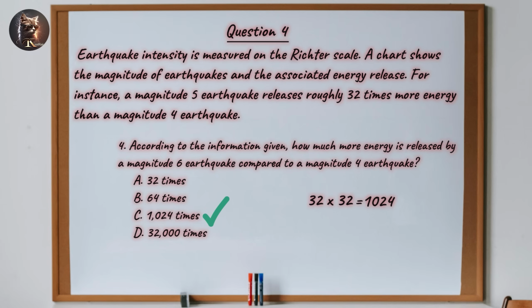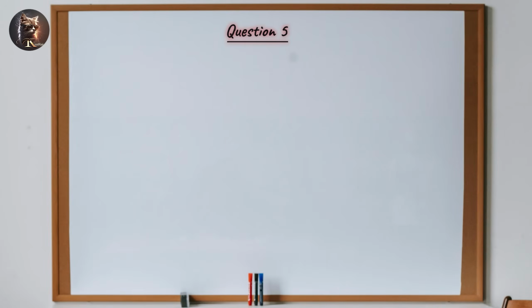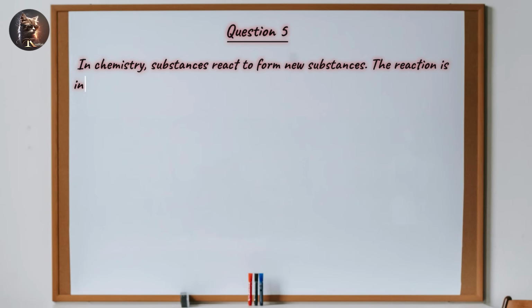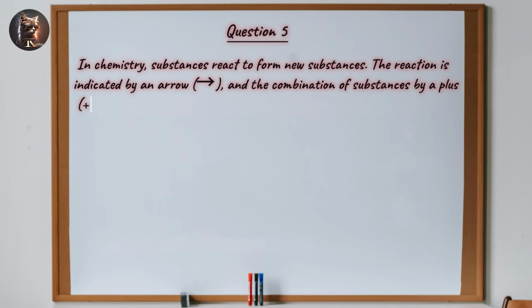All right, let's talk chemistry. But don't worry, we'll keep it simple. Passage 5 says that in chemistry, substances react to form new substances. The reaction is indicated by an arrow, and the combination of substances by a plus sign. Have you already written down the question?